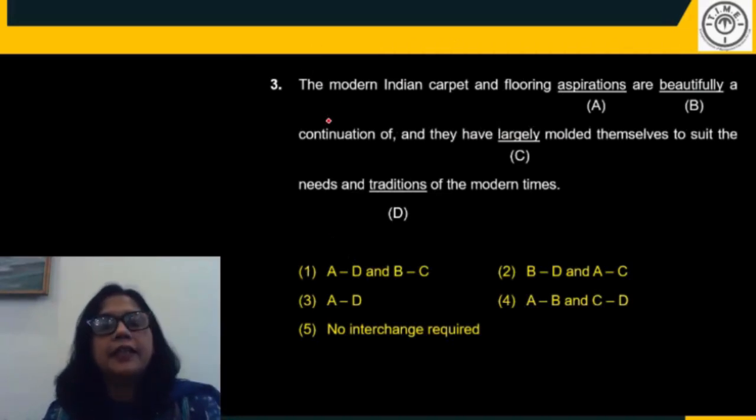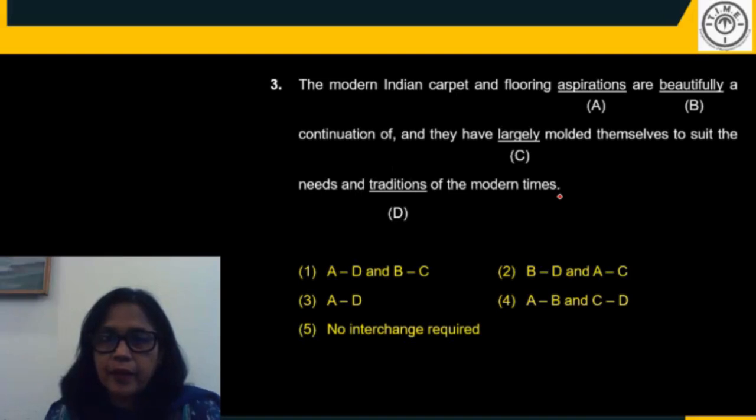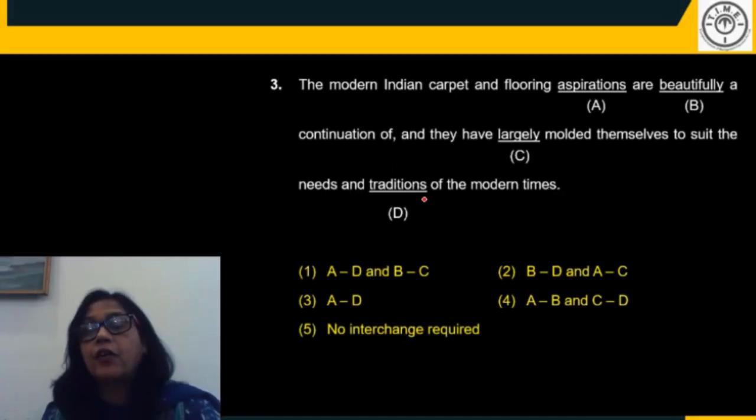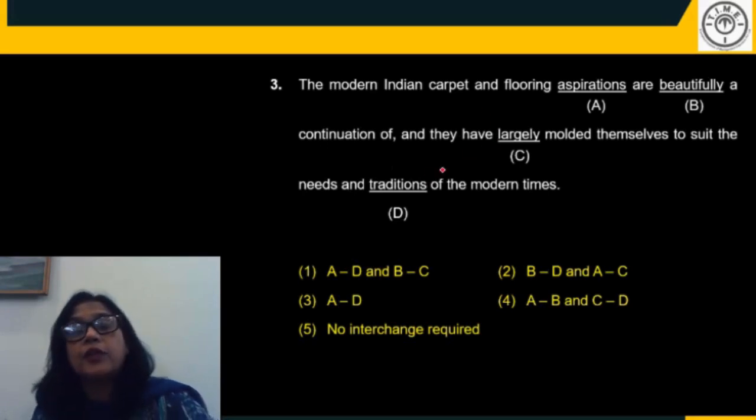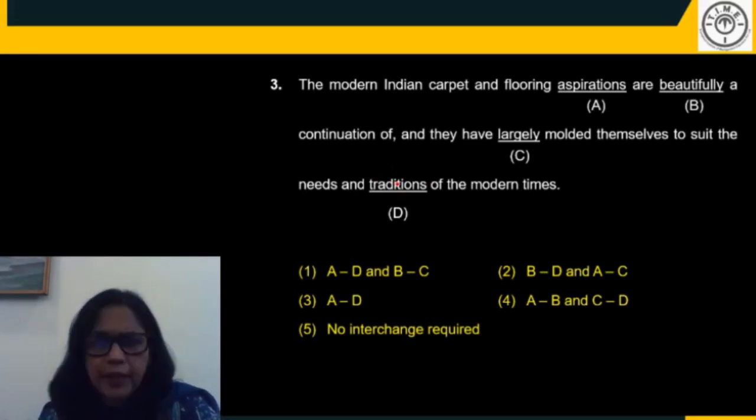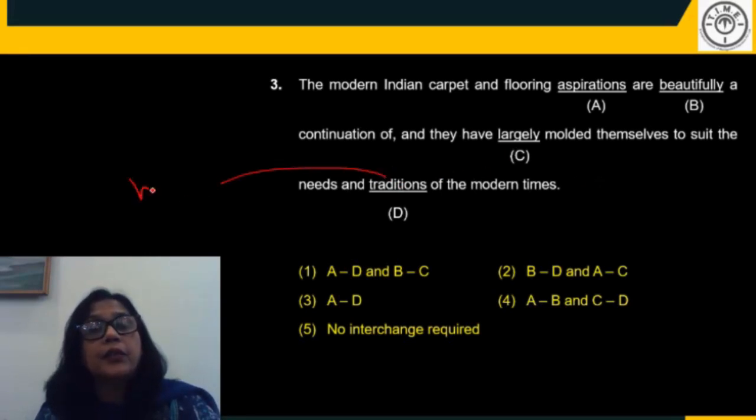The third sentence here: the modern Indian carpet and flooring aspirations are beautifully a continuation of, and they have largely molded themselves to suit the needs and traditions of the modern times. Now, there is something very wrong over here. When you talk about tradition, tradition is related to heritage. And what are aspirations? They are the inclinations, the desires, the wants, something that you want to achieve.